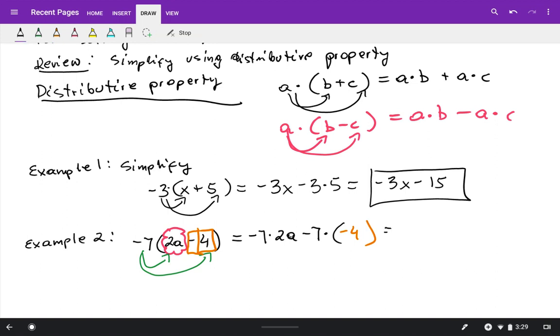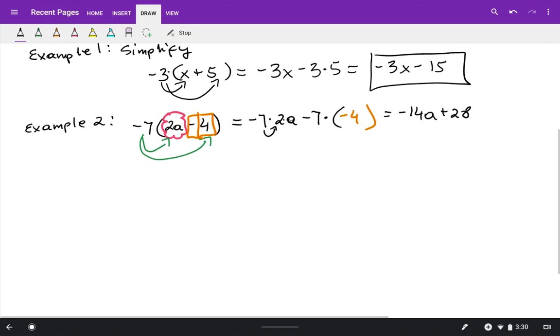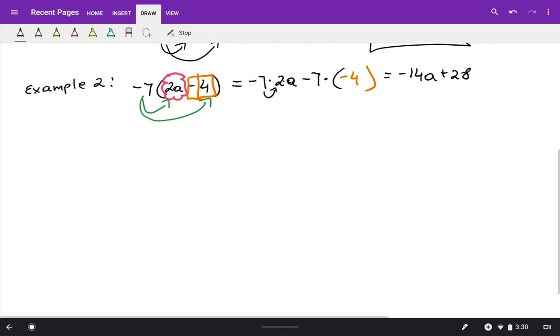Now we're going to simplify. We have negative 7 times 2, which is negative 14, and we attach that a, because it's a multiplication between them. Negative 7 times negative 4 will give you positive 28. Okay, so this is how we apply the distributive property. I know students usually feel very comfortable with that. So let's move on and review how to simplify expressions by combining like terms.